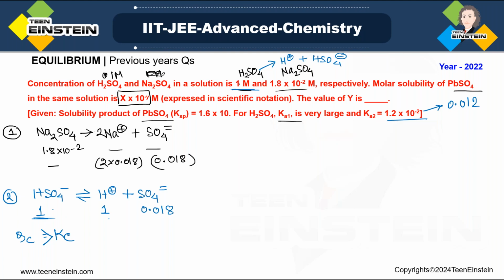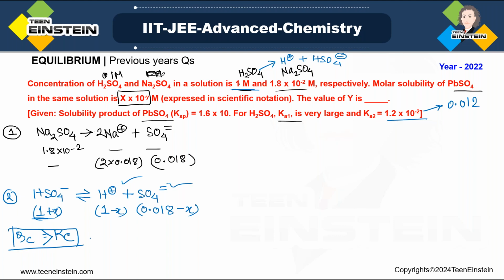You can understand that these two combine together and form more HSO4 minus because of QC greater than Kc. So that is the reason we write 0.018 for SO4. Suppose minus X amount is reacting. So this is also minus X, but this will be 1 plus X. So it is opposite. Normally in the left hand side we write something minus X and in the right hand side we write plus X. But here it is opposite because of this.